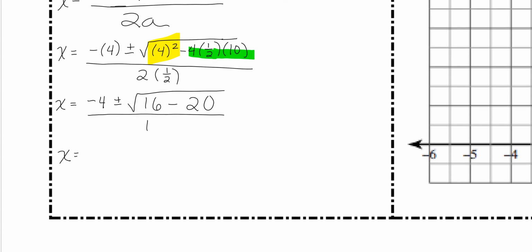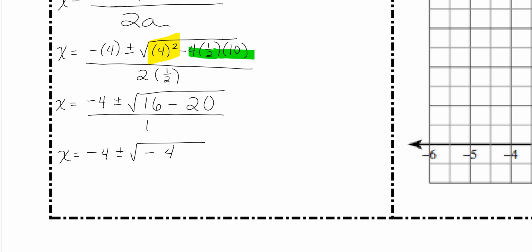X equals negative 4 plus or minus the square root of 16 minus 20. That gives me a negative 4 all over 1; we don't even have to write the all over 1. Now, you should see something that jumps out at you that gives you a problem.